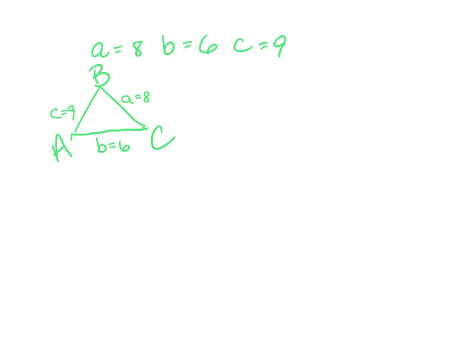So we've got big A, big B, big C. Don't have none of those. Little a is 8, little b is 6, and little c is 9. There's part of my answer. All right, so I'm going to find big A first.